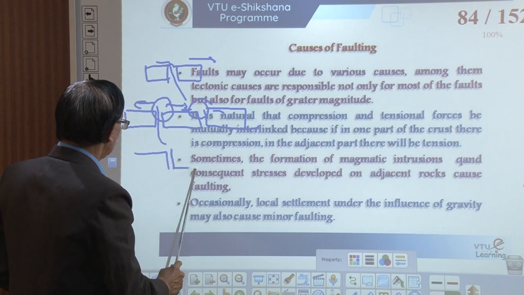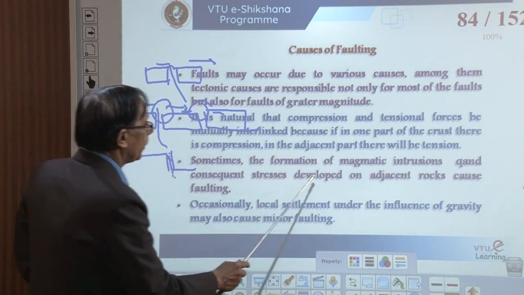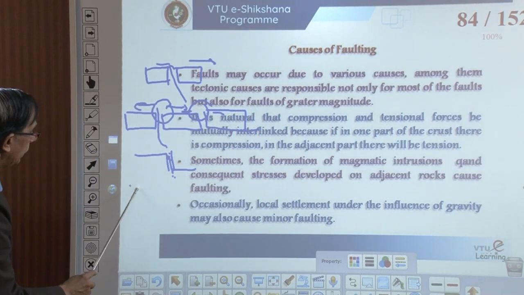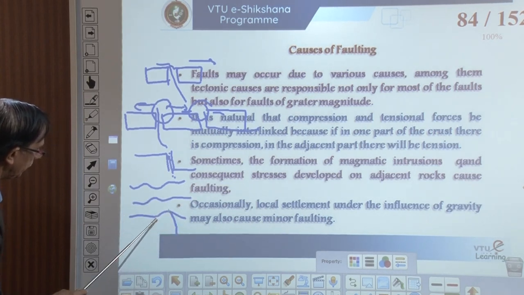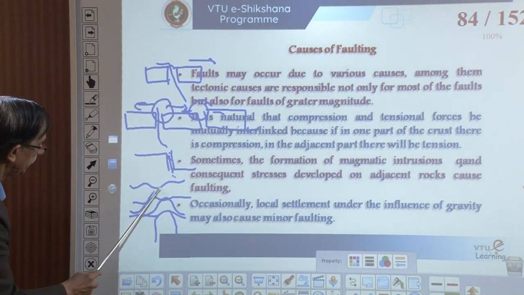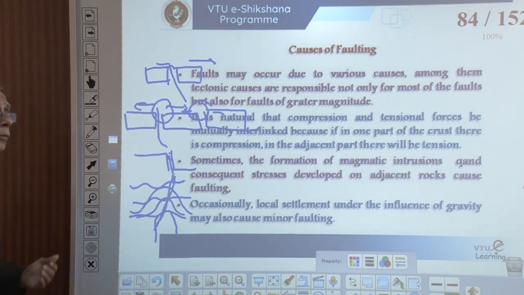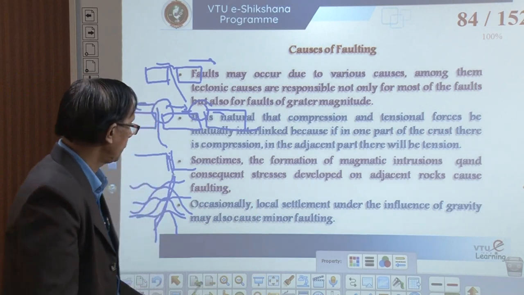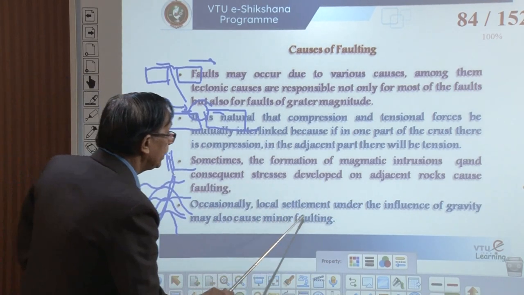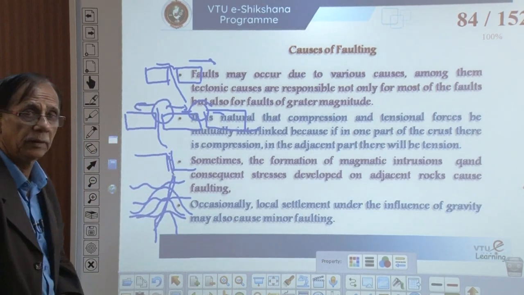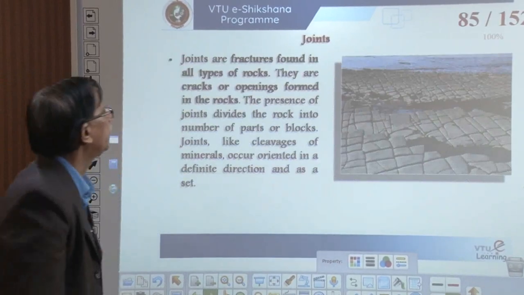When two blocks come in contact, because of pressure a fracture zone is created, and along the fracture there is a possibility of movement. Sometimes there is formation of magmatic intrusion, as I have said. If these are different layers of rocks, a huge quantity of magma comes and bulges the rock, and if the pressure continues, it fractures. Then this fracture becomes an avenue for magma to reach the surface. Therefore, magmatic intrusions are associated with the fault plane. Occasionally, local settlement under the influence of gravity, subsidence, takes place, then also faulting occurs. Therefore, there are several reasons how faulting can occur.